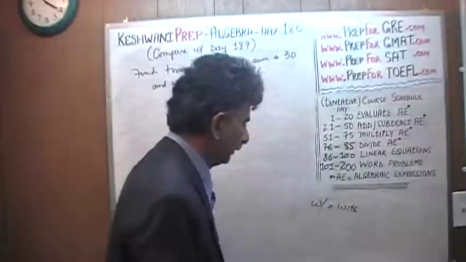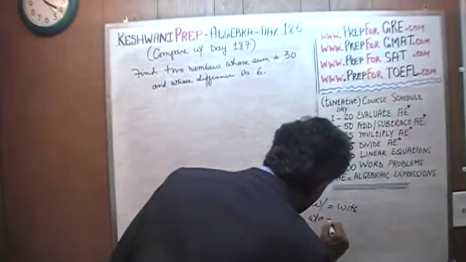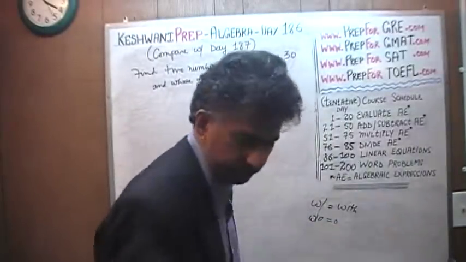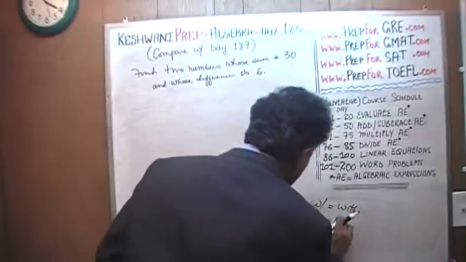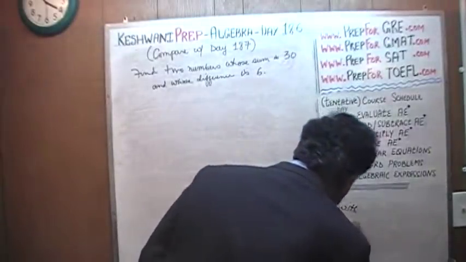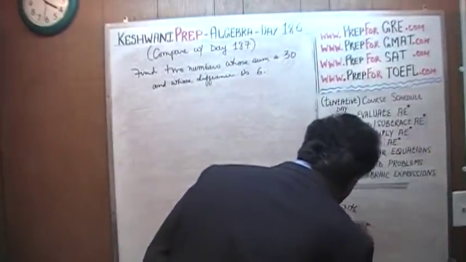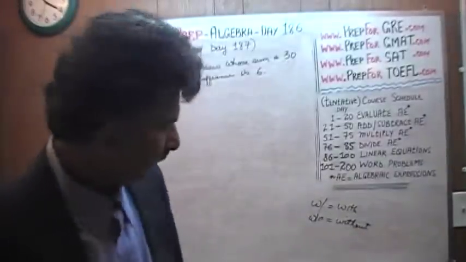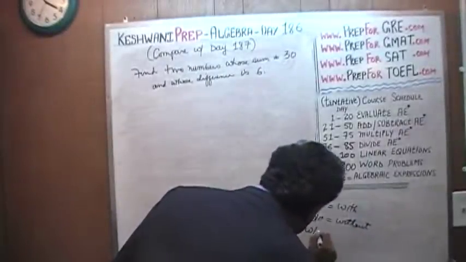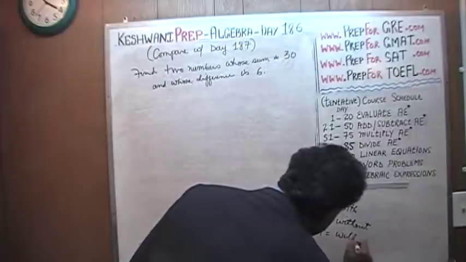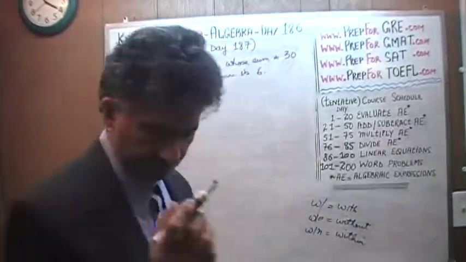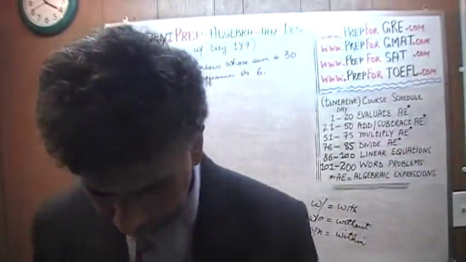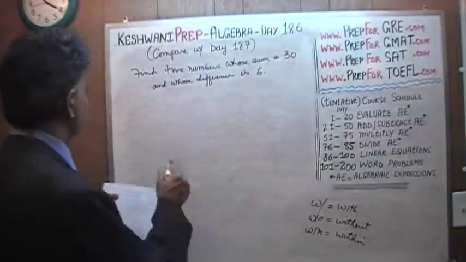For those of you who do not know, this is without. This is within, and so on and so forth. There are many such symbols. Anyway, let's get going. Here's the solution.